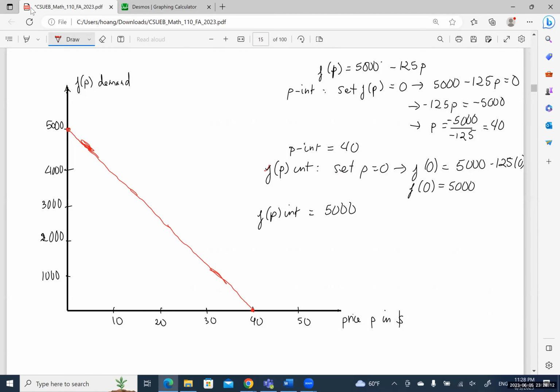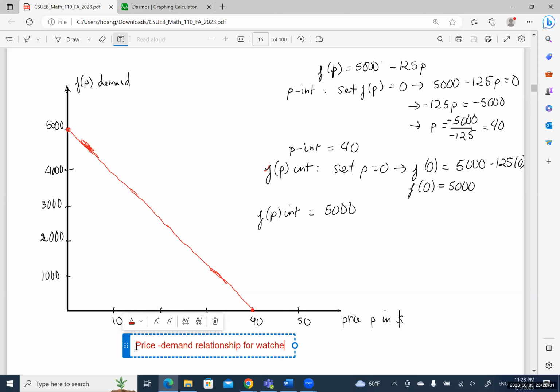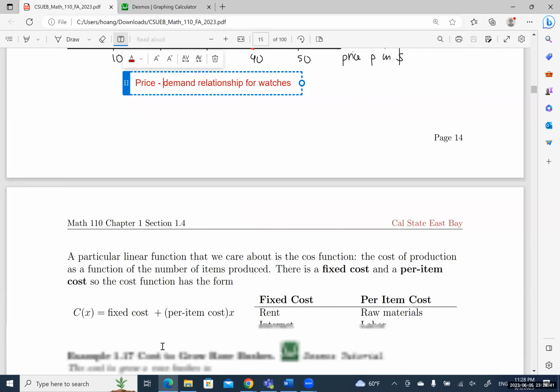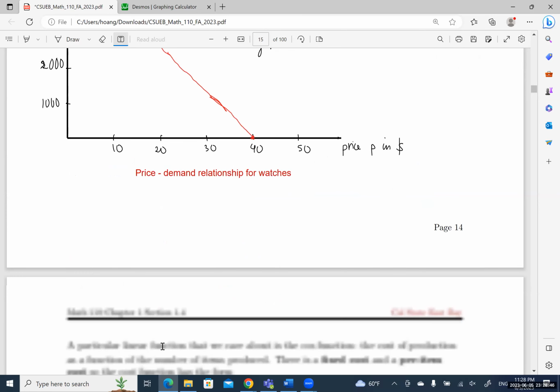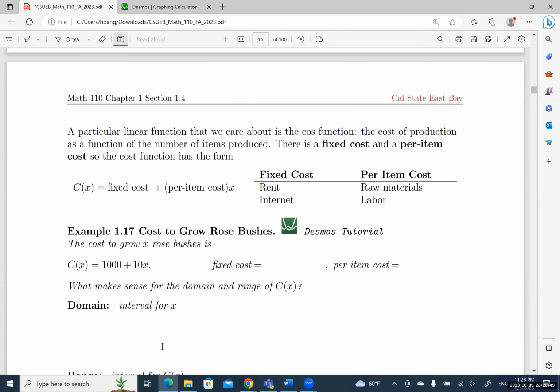Okay, so we also need to state this is the price-demand relationship for what? All right, so now that's going to be for this graph.